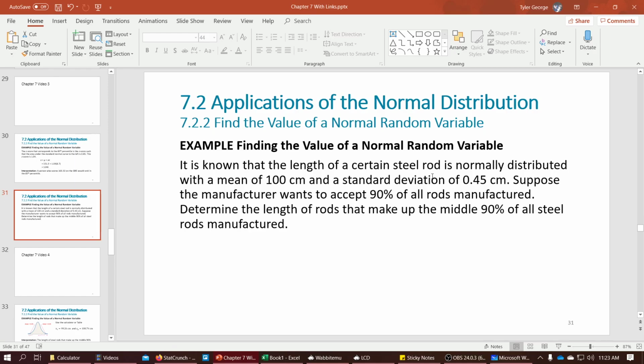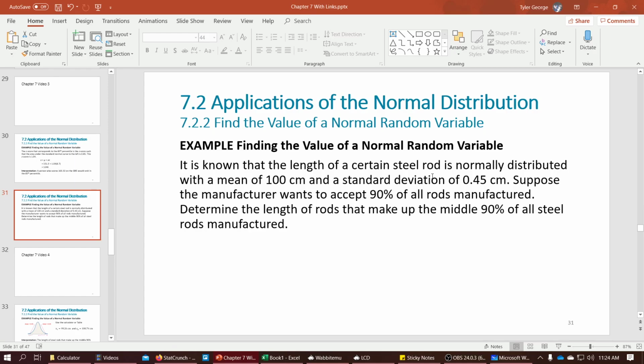Okay, so here, hopefully you already read this example, as it came before the video link in the notes. It is known the length of a certain steel rod is normally distributed with mean 100 centimeters and standard deviation 0.45 centimeters. The manufacturer wants to accept 90% of all rods manufactured. Determine the length of rod that makes up the middle 90% of all steel rods manufactured.